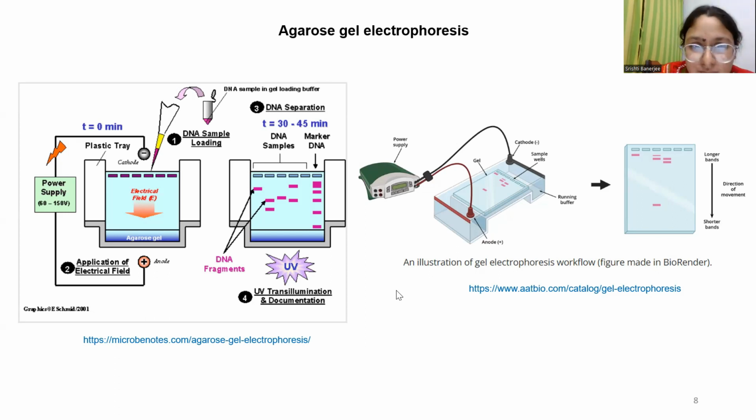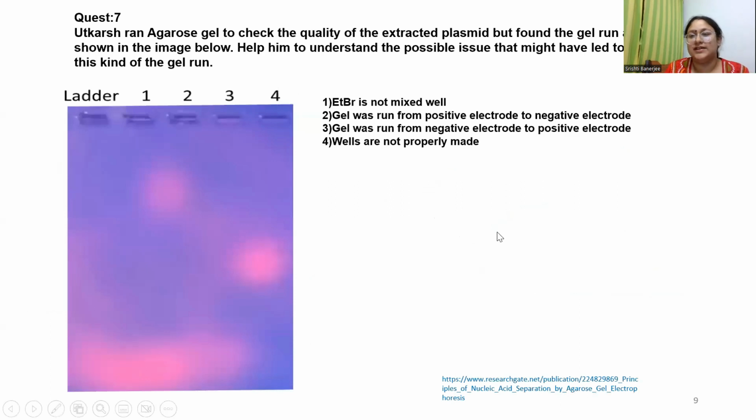Okay. So I assume that you have understood how the DNA is separated in agarose on applying an electric field to it, and it moves from the cathode to the anode. Okay. So now let's go to the questions. Now, suppose you have a gel like this.